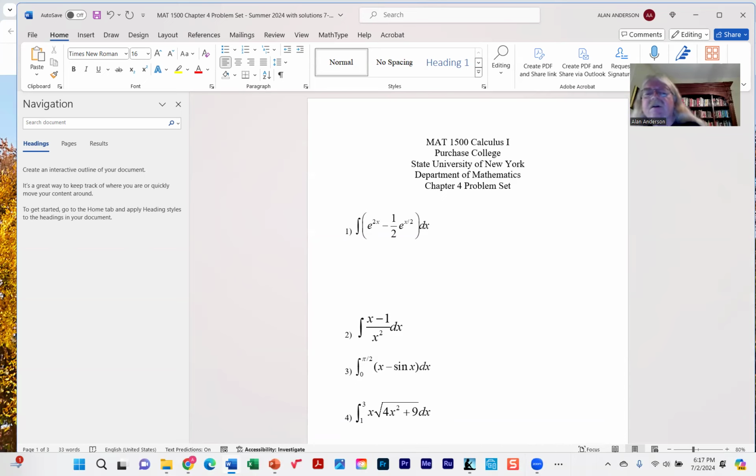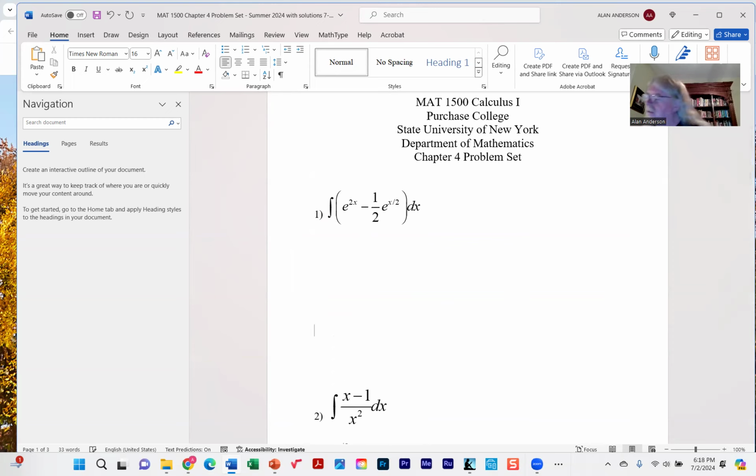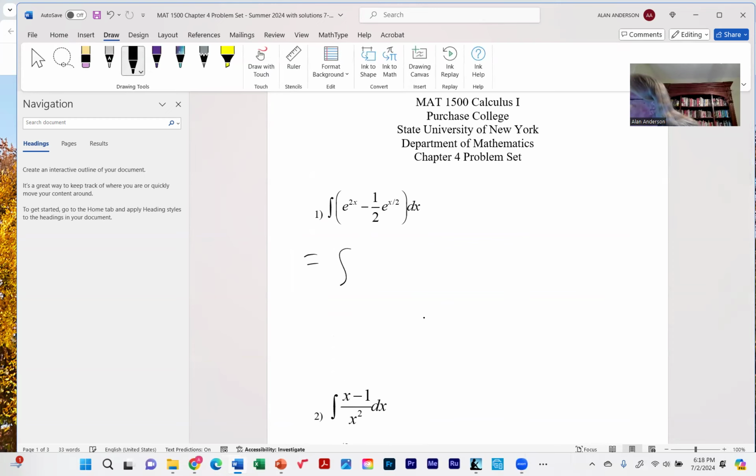And often our best approach is to basically split this up into separate integrals, because then each one might be easier to integrate individually rather than trying to do it all at once. Okay, so let's rewrite this one as the integral of e to the 2x dx minus 1/2. And you notice here I am putting the constant on the outside because that often helps us identify what technique we're supposed to use here.